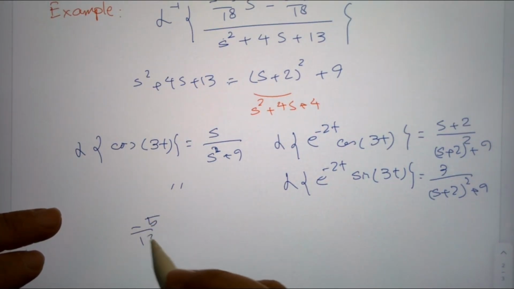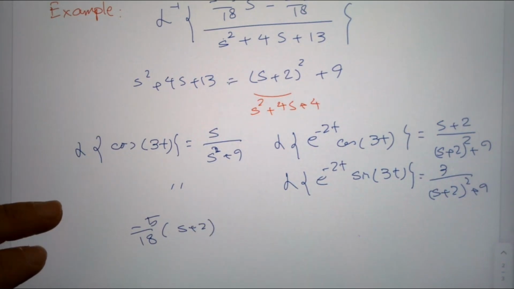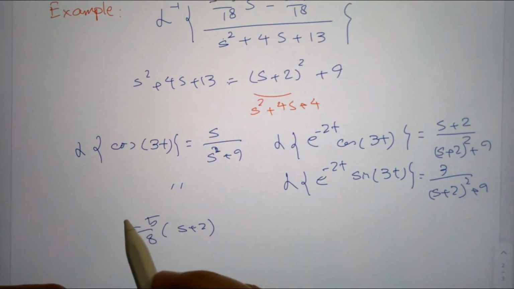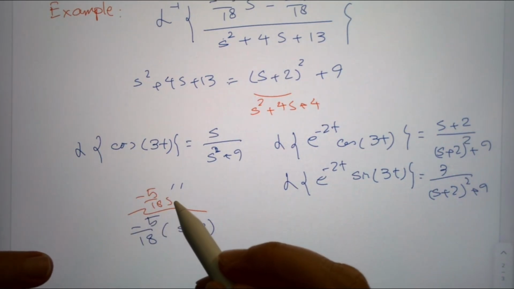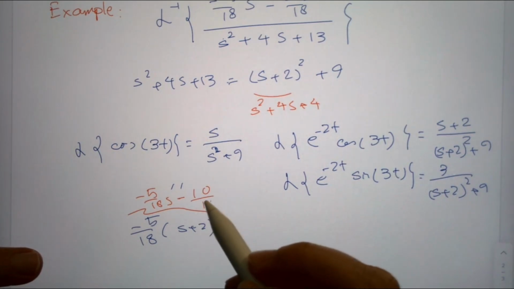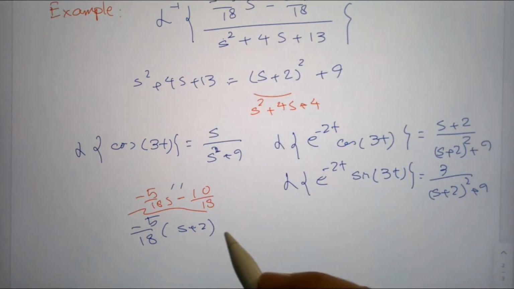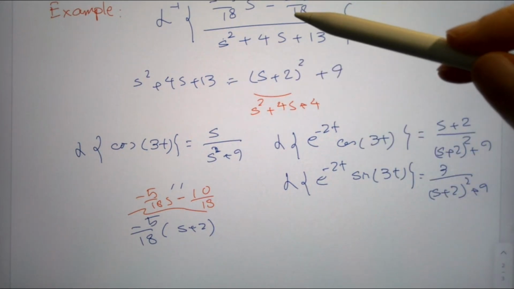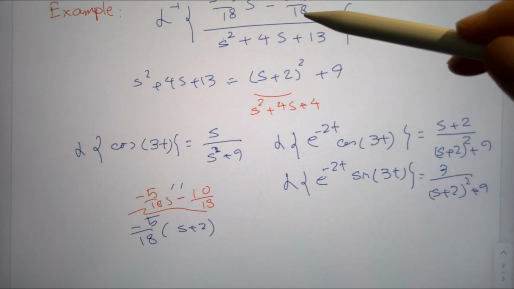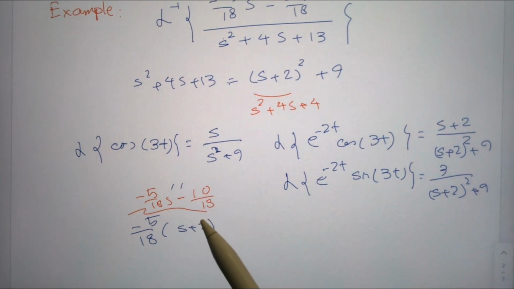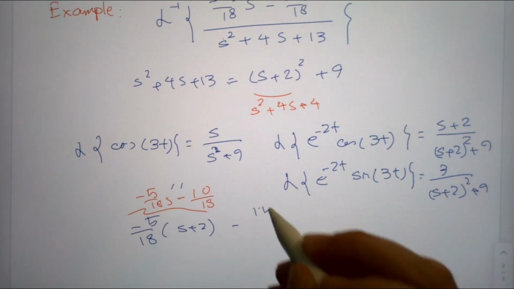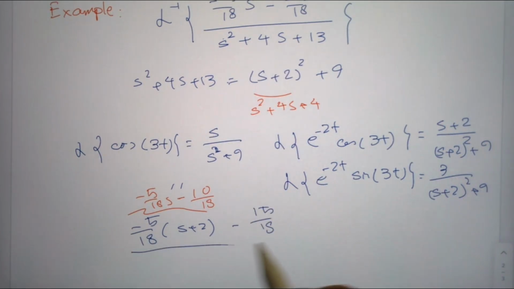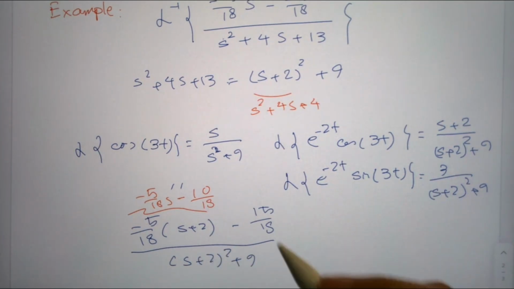Negative 5 over 18 times s plus 2. And let's figure out what extra things we are handling here. So this is going to be negative 5 over 18 s minus 10 over 18. And then instead of negative 25 over 18, that's the constant we got, I would say the leftover is negative 15 over 18 over the completed square. Now what do I do?